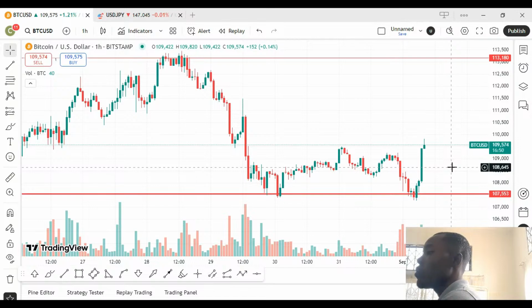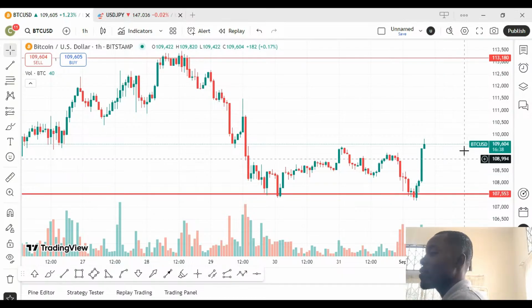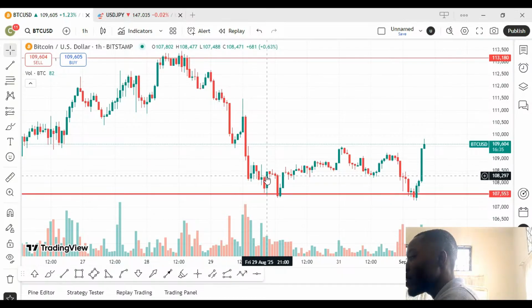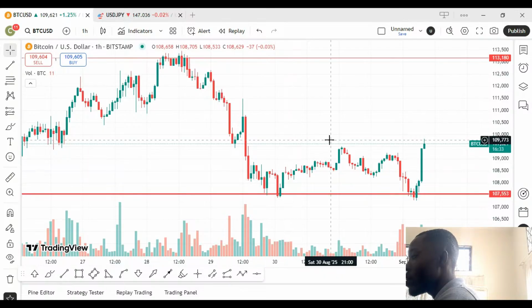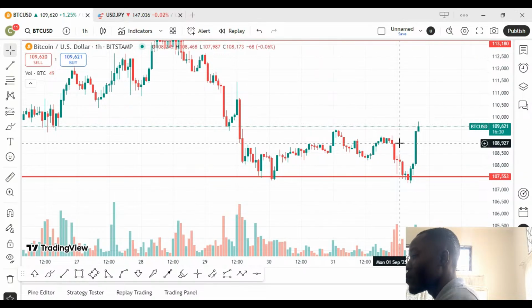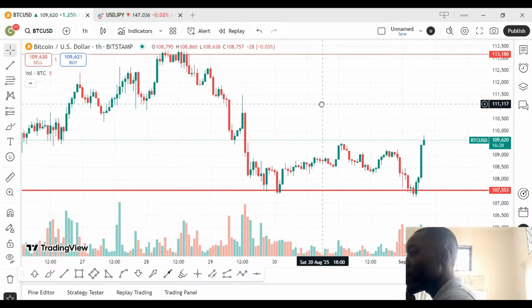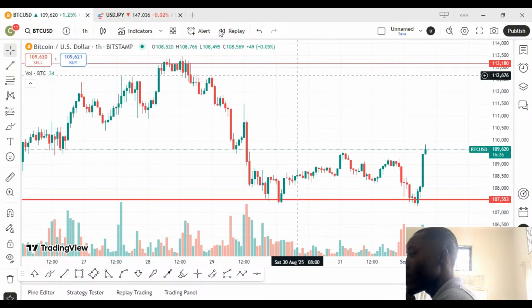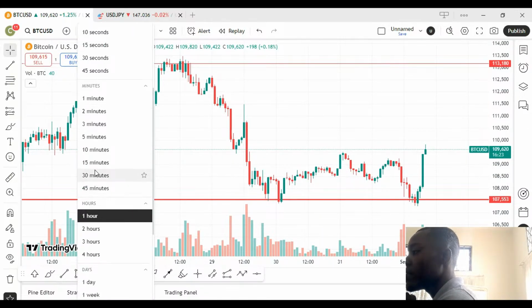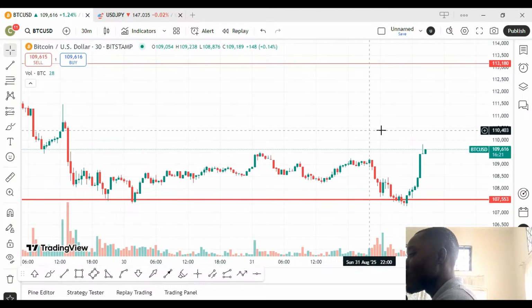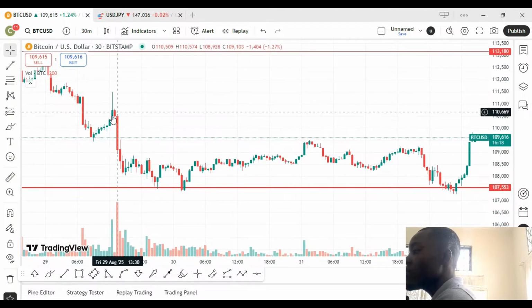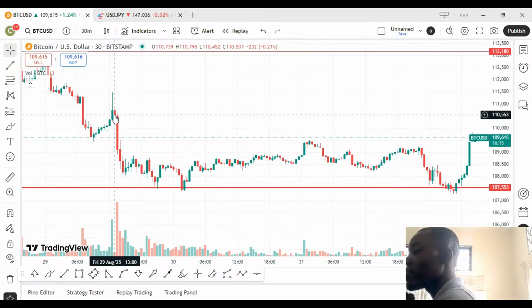So for example, if you are looking for a short-term entry, you'll be looking out for maybe a bearish harami pattern. This is an example of a bearish harami. Where is it? Example of bearish harami over here. Let me change the time frame to maybe 30 minutes. So this is an example of a bearish harami pattern.